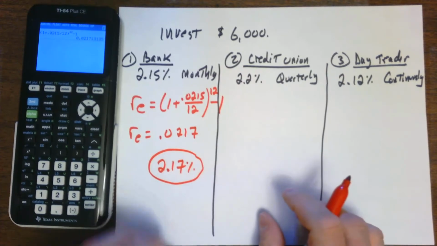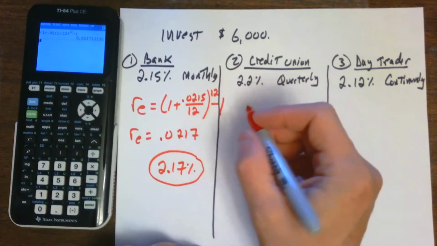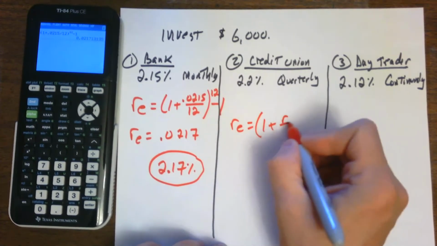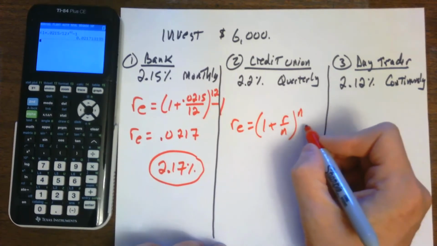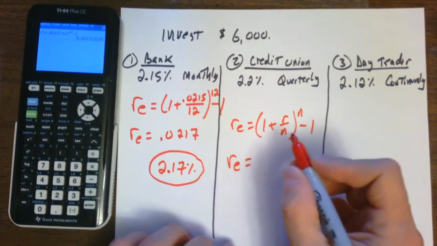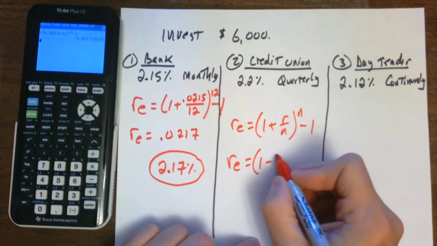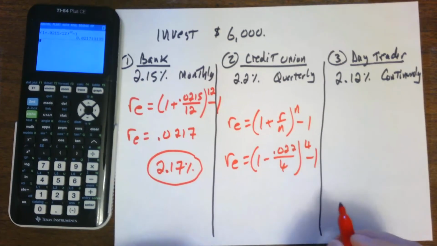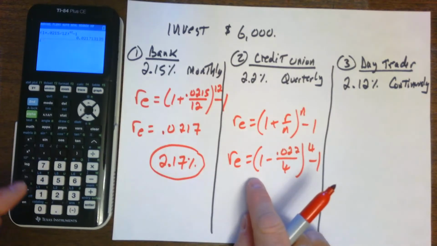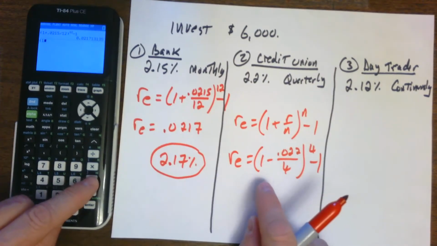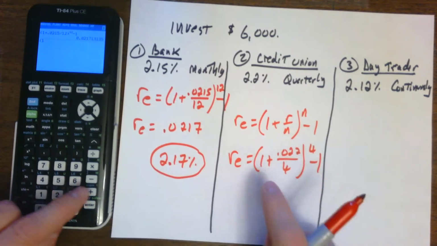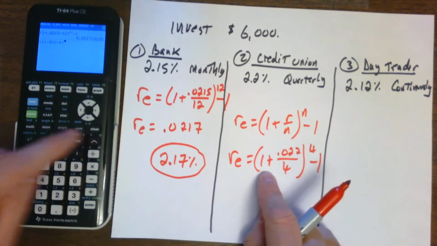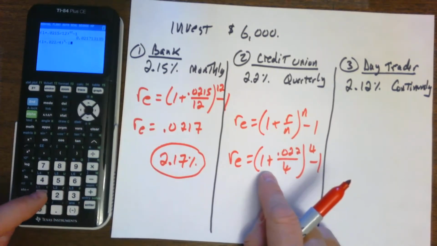That's my effective rate. In the credit union, this is also compounded quarterly, so the formula for the effective rate is going to be 1 plus the rate over the number of compoundings, to the power of the number of compoundings, minus 1. So the effective rate at the credit union is going to be 1 plus 0.022 divided by 4, quarterly is 4, to the power of 4, minus 1. How did that become a minus all of a sudden? It should be a plus.